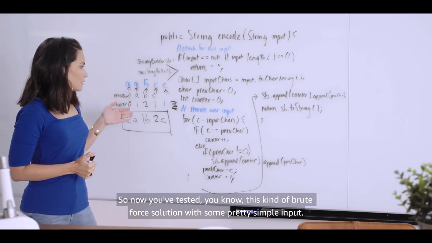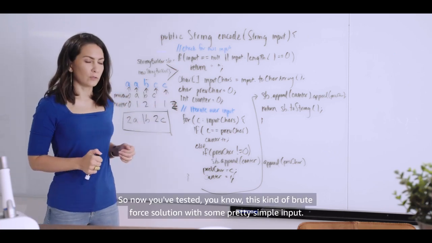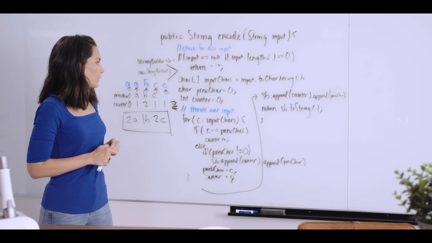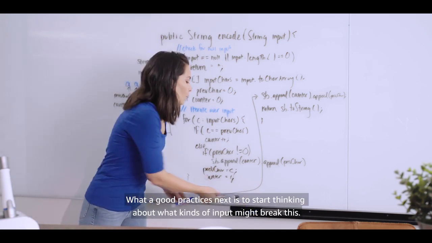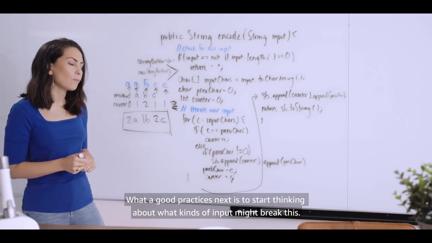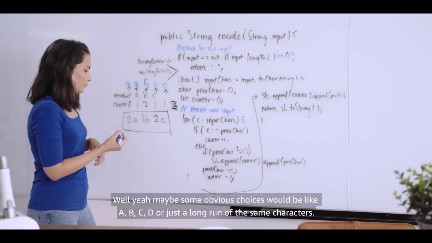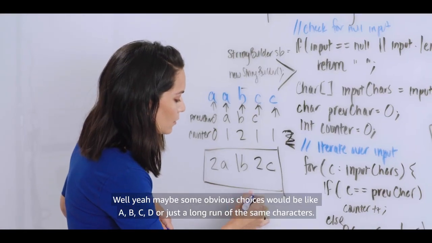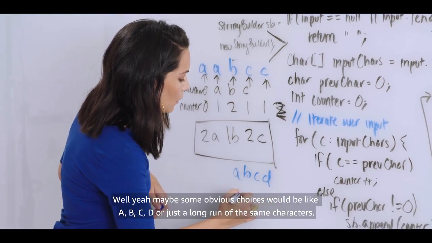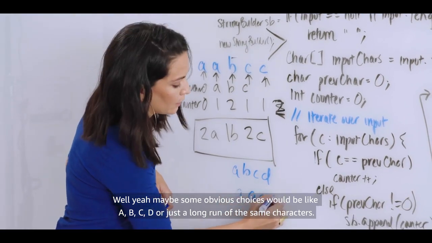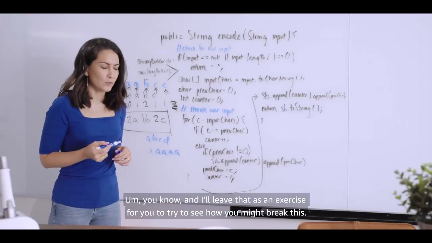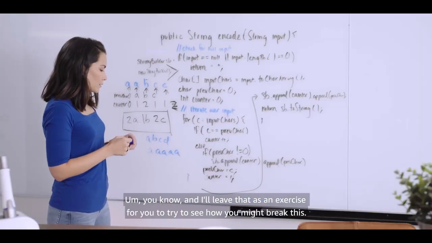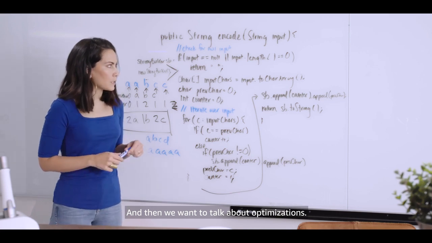So now you've tested this kind of brute force solution with some pretty simple input. What a good practice is next is to start thinking about what kinds of input might break this. Well, maybe some obvious choices would be like A, B, C, D, or just a long run of the same characters. And I'll leave that as an exercise for you to try to see how you might break this. And then we want to talk about optimizations.